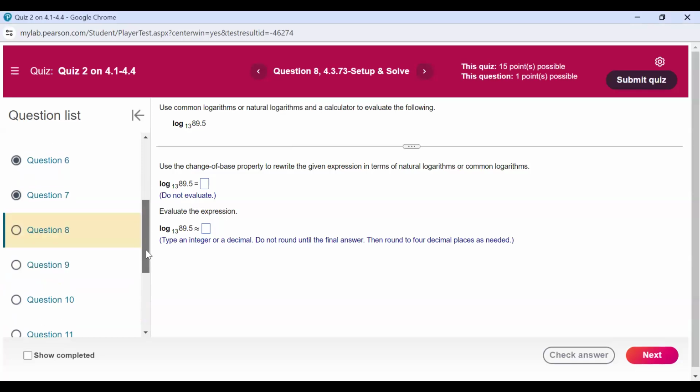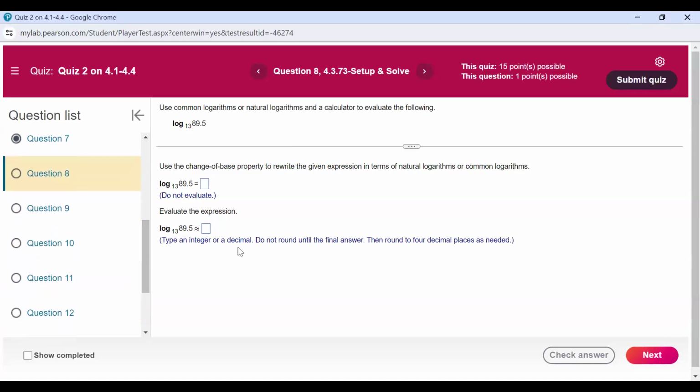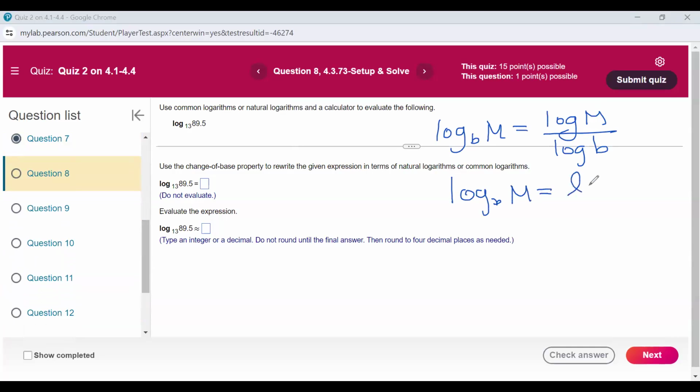Okay, so here it says use common logarithms to calculate or evaluate the following. Here we're using the change of base property, where if you have log base b of m, you can always calculate that as log m divided by log b. You could also do it with ln: log base b of m is ln of m divided by ln of b. So if you have log base 13 of 89.5, that can be written as log of 89.5 over log of 13.